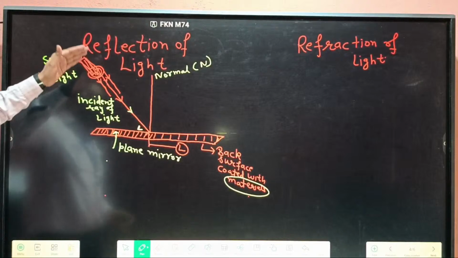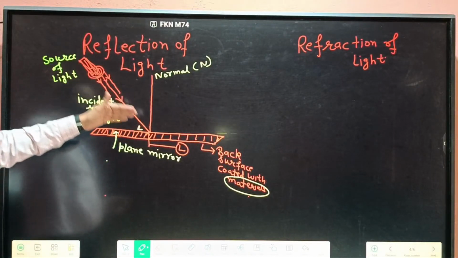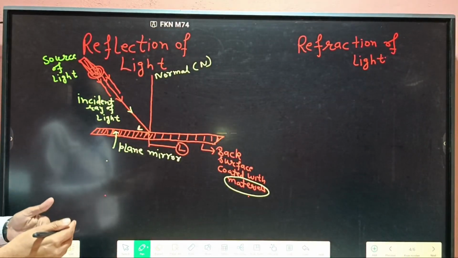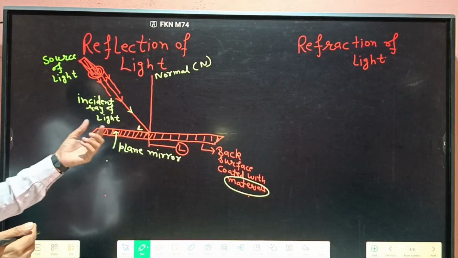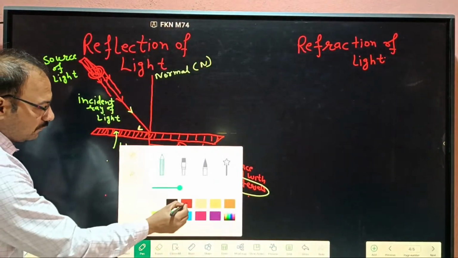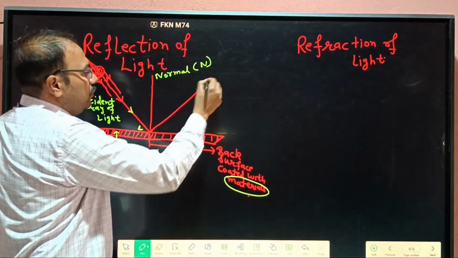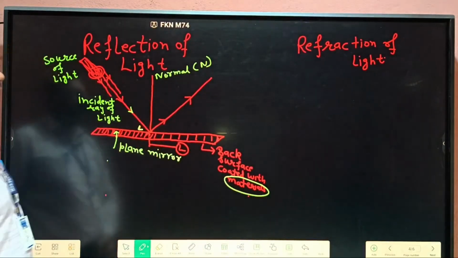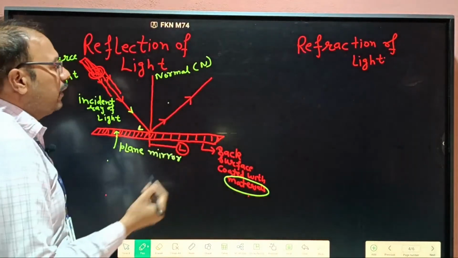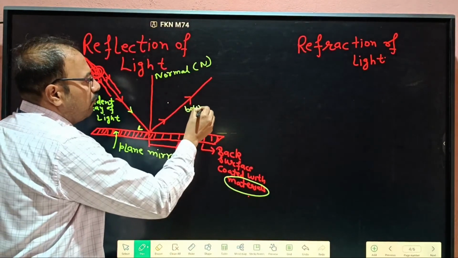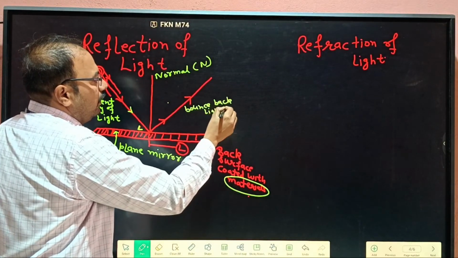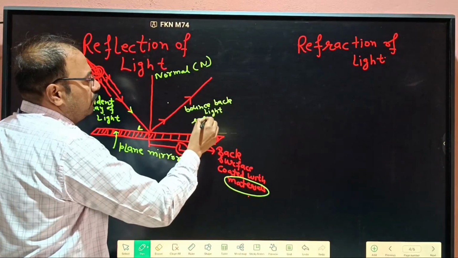After the incident ray of light strikes at point L, what happens? The ray of light bounces back. That is known as the reflection of light. So we make this line. This ray strikes the surface at L and bounces back. This bounced back light is known as the reflected ray of light. So we write here, the bounced back light is called reflected light.